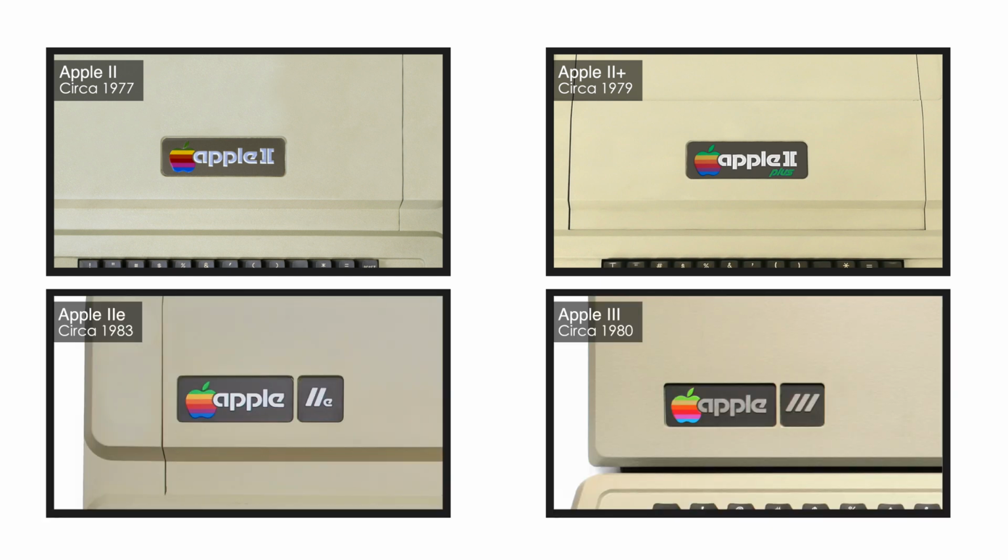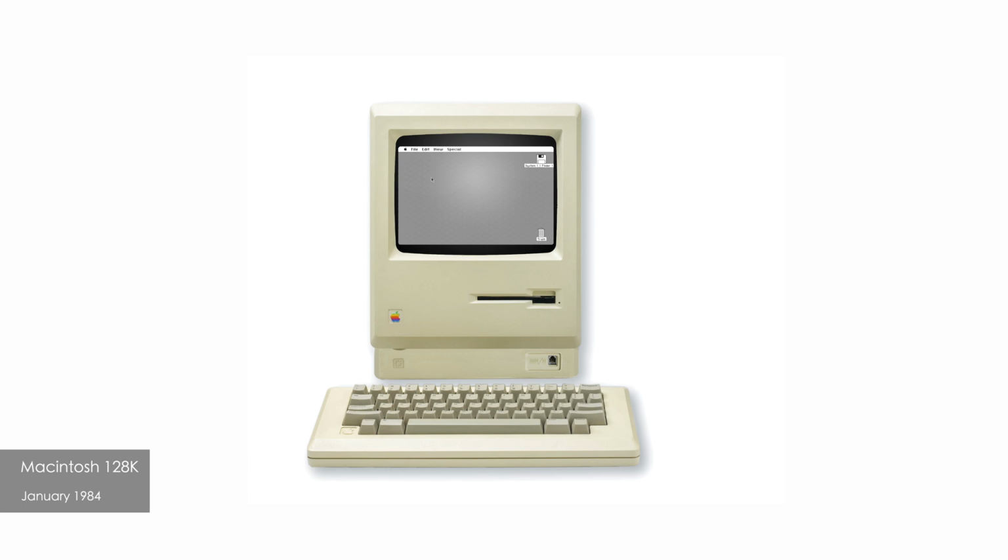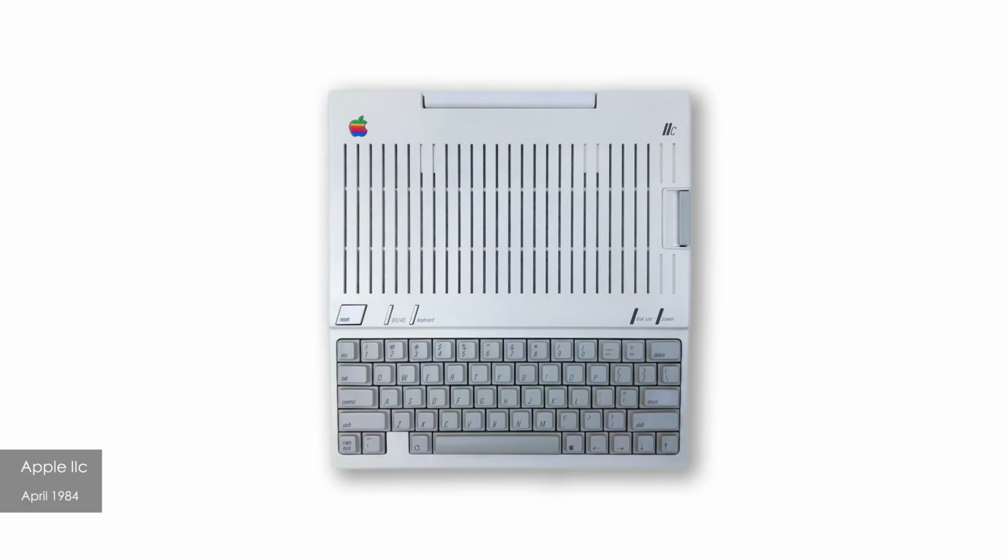By 1984, 7 years after the release of the Apple II, Apple had sold millions of computers, and they were now confident enough in their brand recognition to release the first computer sporting the Apple logo without the word Apple appearing next to it. First came the original Macintosh, released in January of that year, closely followed by the Apple IIc in April.